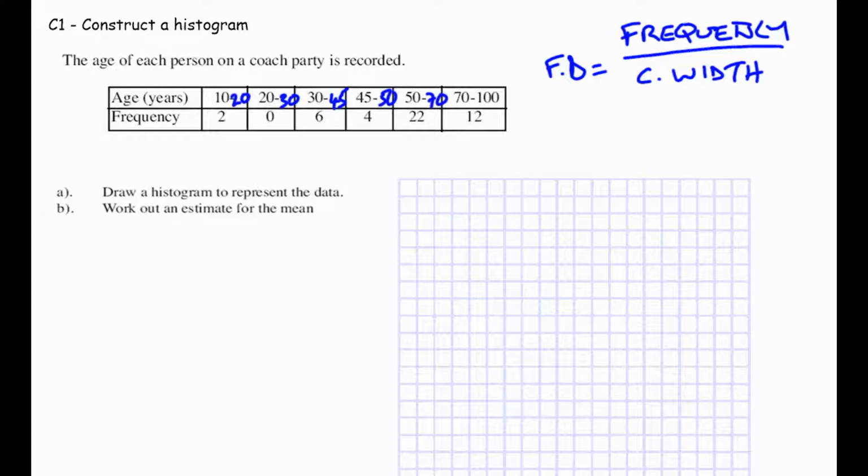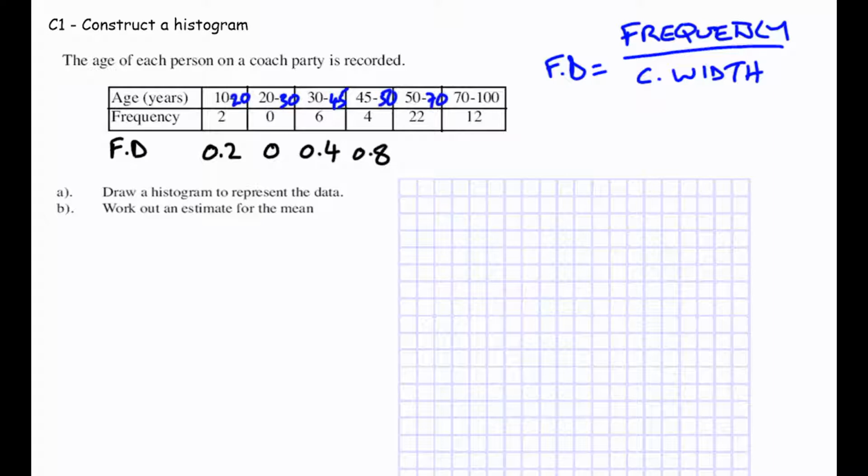So for frequency density, I'm going to add an extra column just here. I'm going to calculate that by doing 2 divided by 10 gives me 0.2. That's the frequency density. The next group, the frequency was actually 0. So 0 divided by 10 is also going to give me 0. Here, the frequency is 6, and it's going to be 6 divided by 15. Don't get carried away because we've had a couple of 10s. Always check what the class interval size is and make sure we're dividing by the right thing. 6 divided by 15, 0.4. Okay, 4 divided by 5, 0.8.